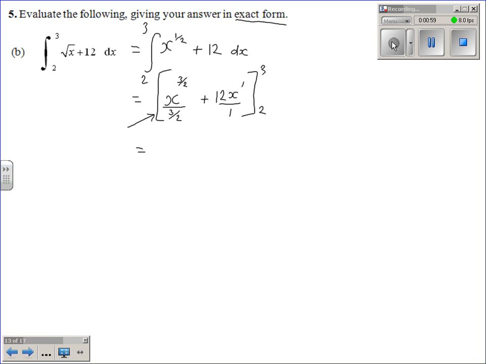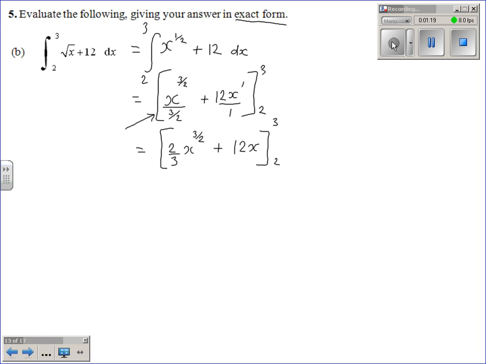This first term here, we don't want a fraction over a fraction because it's nasty, so if we're dividing by 3 over 2, it's exactly the same as multiplying by 2/3. So we've got 2 over 3 times x to the power of 3 over 2 plus, and here we've just got 12x.